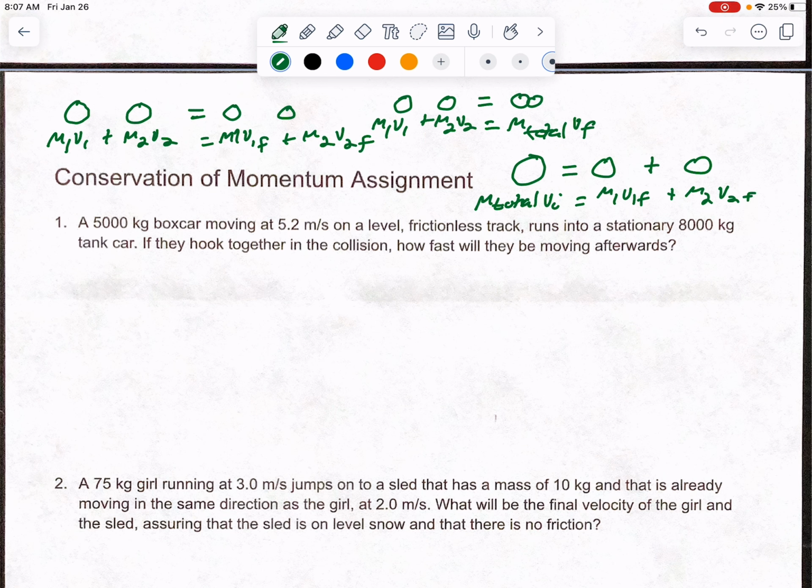We're going to go through these problems and see what we have, and then we're going to set it up. So let me clear some room on here.